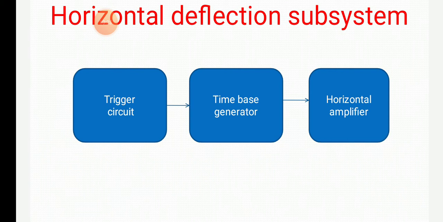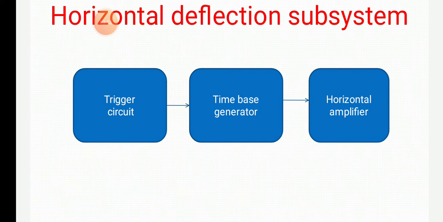And the last one is the power supply. In this diagram it is not given, but you have to use some power supply. The power supply units provide voltage to the CRT and other circuits. Two power supplies are used: the negative high voltage, that is minus HV, and the positive low voltage, that is plus LV power supply.